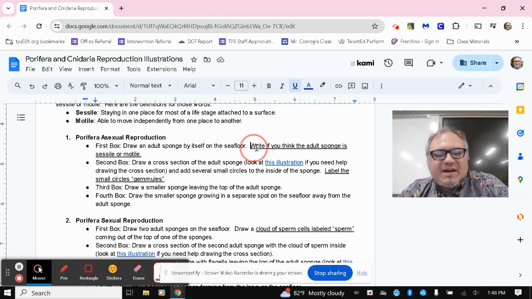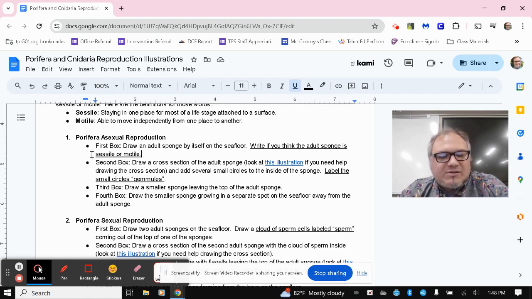And again, the parts that are underlined are what you're going to add in as labels. So certainly whether or not a certain organism is either sessile or motile, again, stuck in one place or able to move around. And then specific structures. So, for example, in this one, we talk about several small circles on the inside of that sponge cross section. They'll be labeled gemmules. So, again, you would add that label, GEMMULES, to indicate that it's that specific structure on the inside.